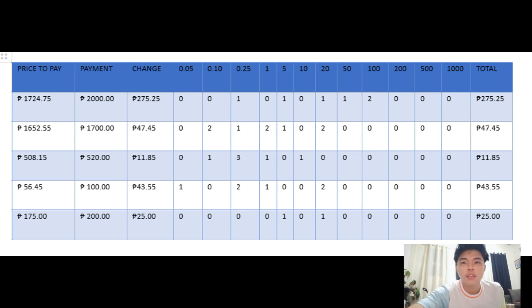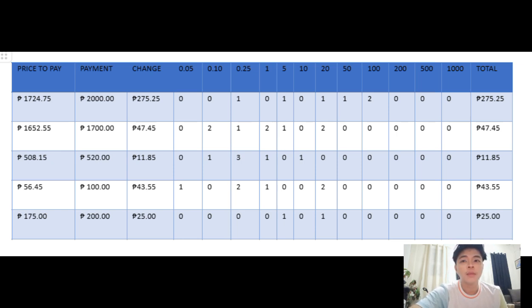In transaction 3, 508.15 pesos with 520 pesos, and the change is 11.85 pesos. And the result is 1 times 10 pesos, 1 times 1 peso, 3 times 0.25 peso, and 1 times 0.10 peso. And in transaction 4, 56.45 pesos with 100 pesos, and the change is 43.55 pesos. And the algorithm gives 2 times 20 pesos, 1 times 2 pesos, 3 times 0.25 pesos, 1 times 0.05 pesos.